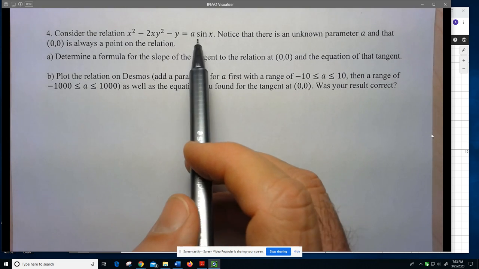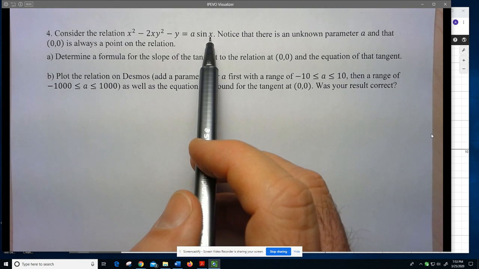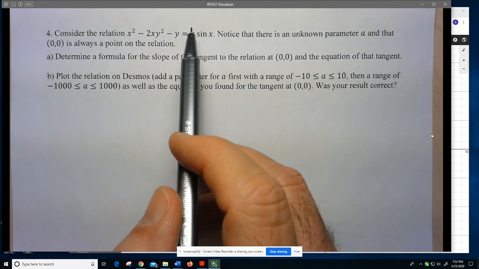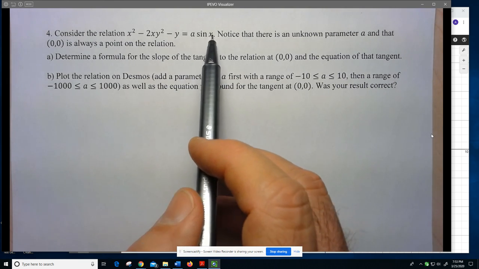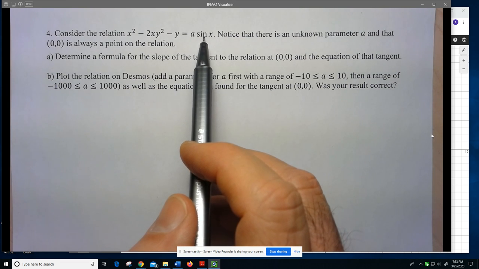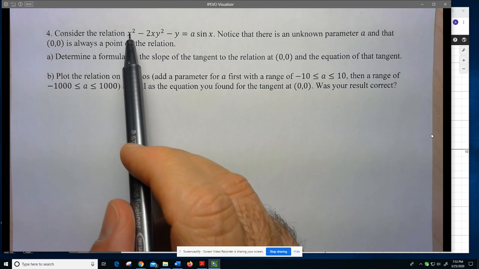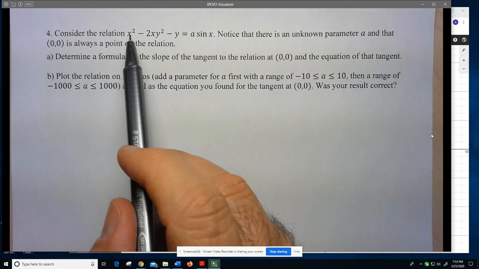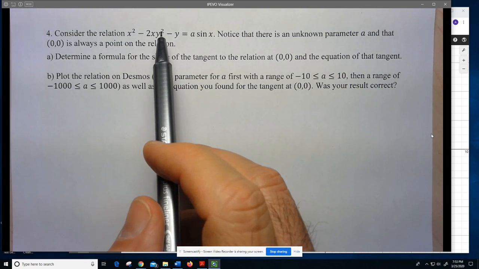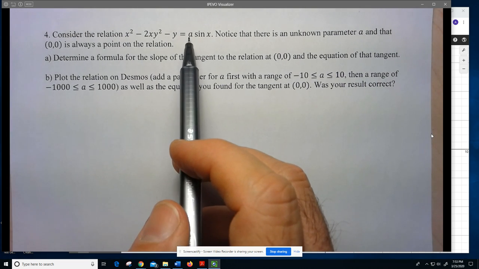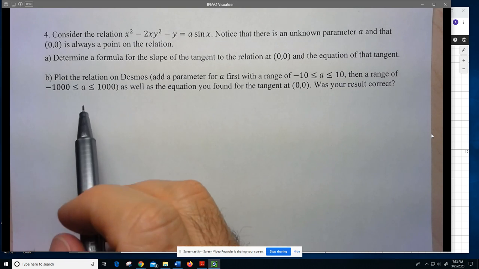On the right-hand side, I've just got sine x here. So sine of 0 is 0. So regardless of what a is equal to, the right-hand side is always equal to 0. And clearly, if I input x and y equals 0 on the left-hand side, I'm also going to get 0. So regardless of how we change this parameter, (0, 0) is always going to be a point.